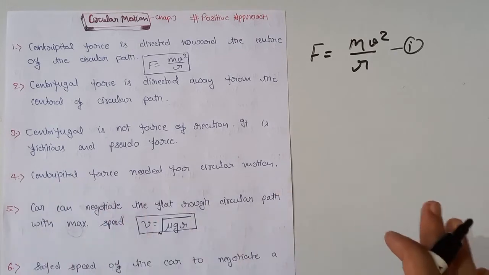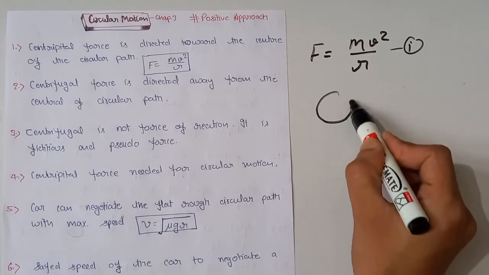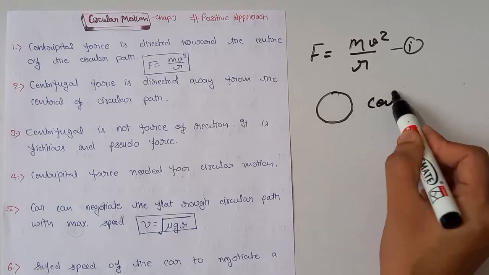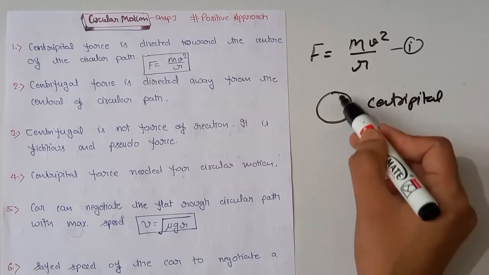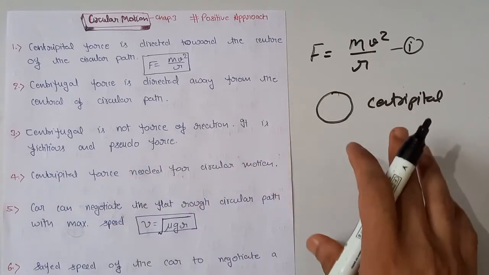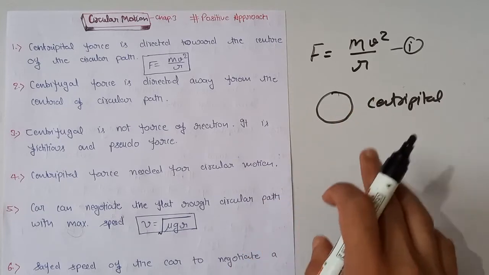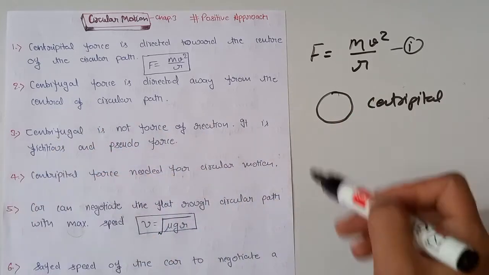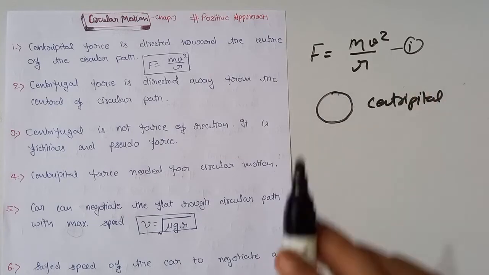Our fourth important key point is centripetal force needed for circular motion. Yes, centripetal force is needed for this circular motion. Here centrifugal force is not necessary for the circular motion. It is not needed for any circular motion. Centrifugal force is not needed, and centripetal force is needed for circular motion.